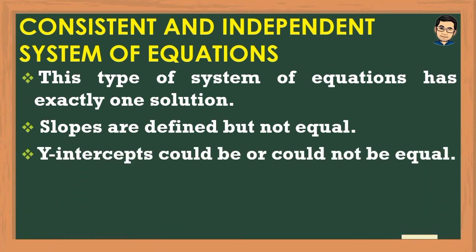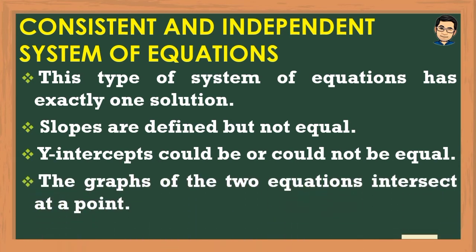And then, y-intercepts could be or could not be equal. So, pwedeng maging equal yung y-intercept, yung b, pwede ring hindi. And then, the graphs of the two equations intersect at a point. So, gaya nga ng sabi ko, mag-i-intersect sila once lang, sa iisang point lang.